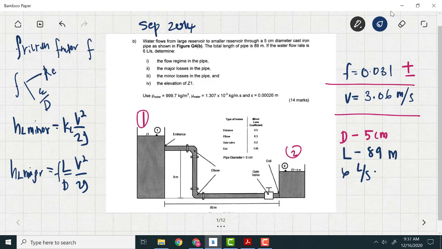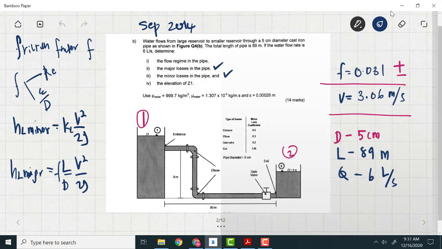water flow 6 liter per second is Q. I hope kita dah tengok sebelum ni Q. So Q is 6 liter per second. Okay, so for today kita nak tengok cuma major losses, and we also looking at minor losses only. Okay. Alright, so how to solve?